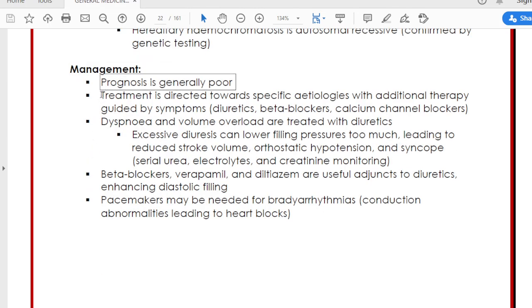Management: prognosis is generally poor. Treatment is directed towards specific etiologies, with additional therapy guided by symptoms: diuretics, beta blockers, calcium channel blockers. Dyspnoea and volume overload are treated with diuretics. Excessive diuresis can lower filling pressures too much, leading to reduced stroke volume, orthostatic hypotension, and syncope, so serial urea, electrolytes, and creatinine monitoring is needed. Beta blockers, verapamil, and diltiazem are useful adjuncts to diuretics, enhancing diastolic filling. Pacemakers may be needed for bradyarrhythmias and conduction abnormalities leading to heart blocks.